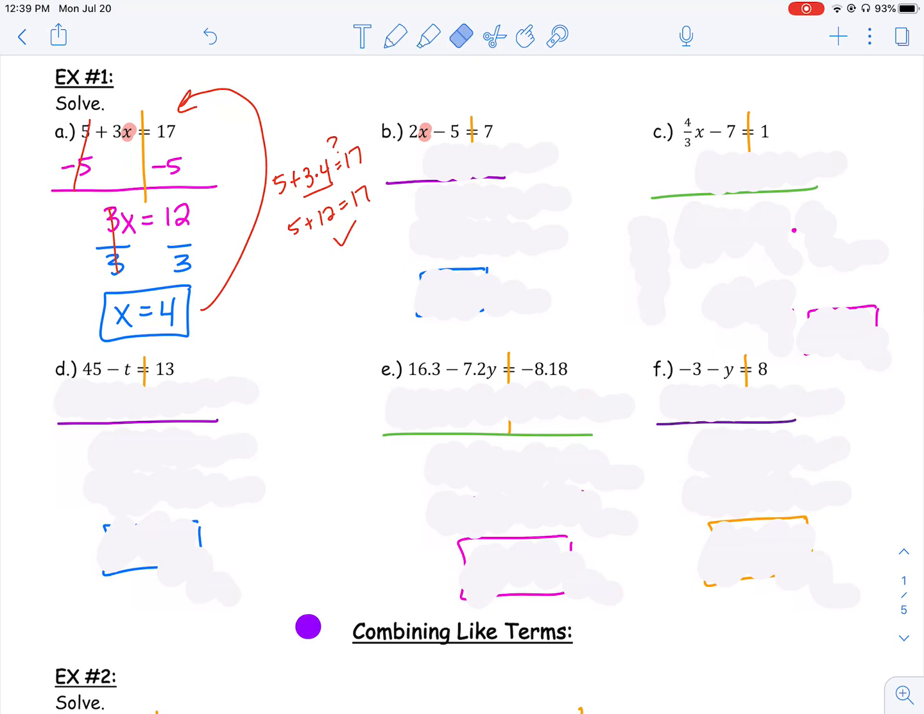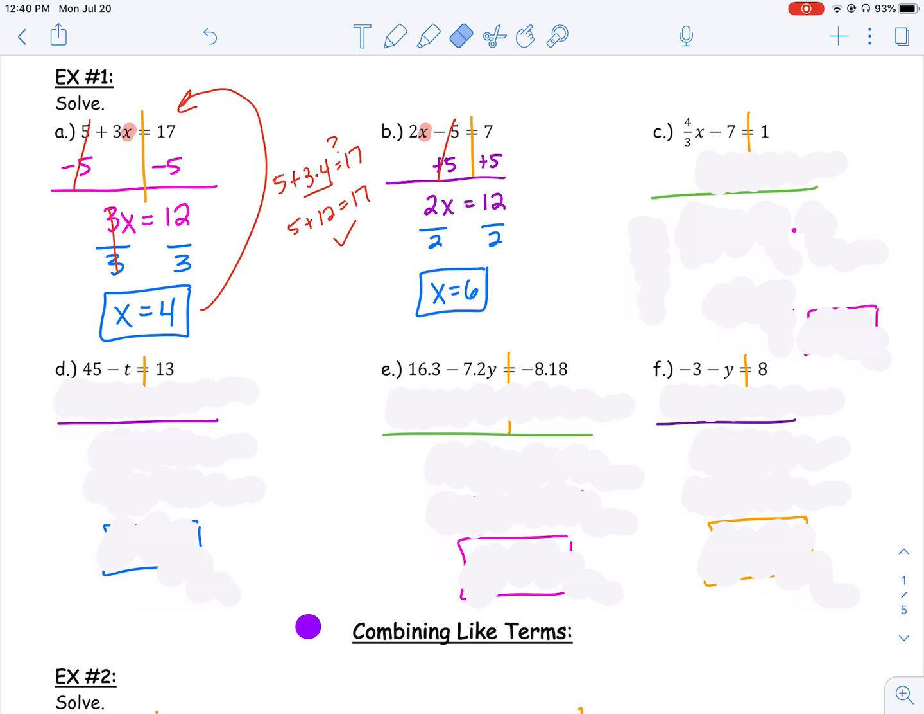Well, adding 5, right? So I'm going to add 5, making sure to do it to both sides. Negative 5 plus 5 is 0, so I end up with 2x on the left side. 7 plus 5 is 12, so now my equation looks like this: 2 times x equals 12. Now I want to get rid of the 2. The 2 is right next to the x, which means multiply. So let's get rid of the 2 by doing the opposite and dividing. As long as I make sure to divide both sides by 2, 2 divided by 2 is 1x, and 12 divided by 2 is 6.